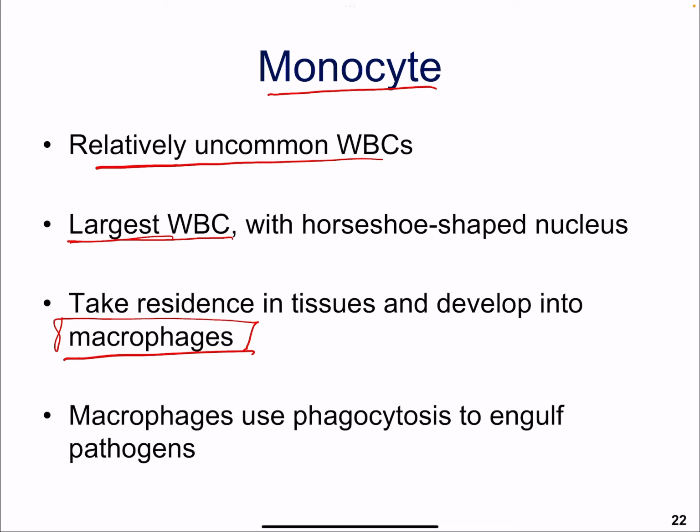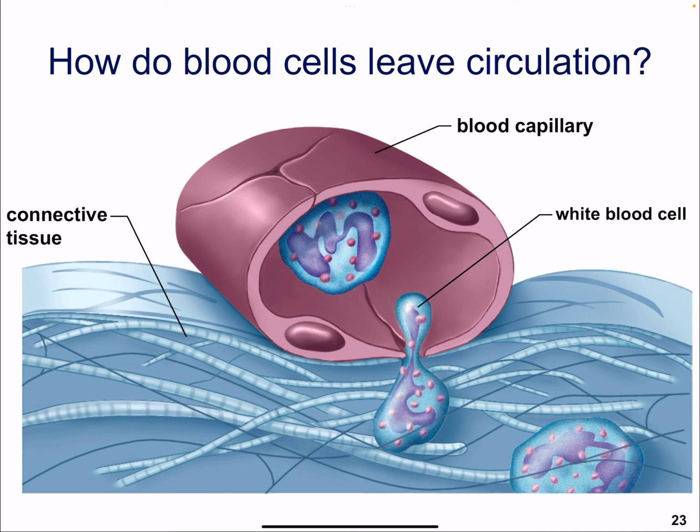Now, not all monocytes differentiate into macrophages. Some actually differentiate into what we call dendrocytes. But don't worry about it. I'm not going to bug you with it at this point of the course, right? So the job of the macrophages is to engulf, to phagocytize foreign particles.